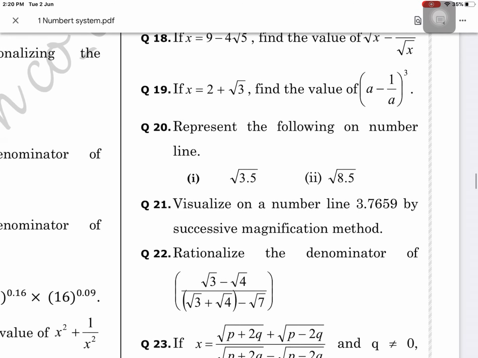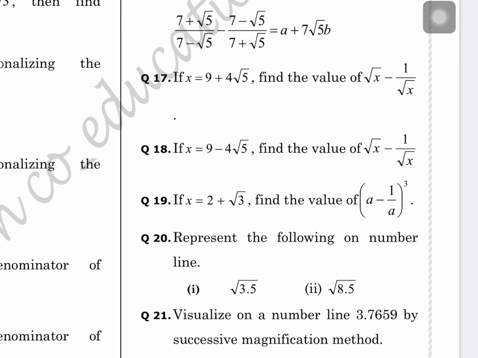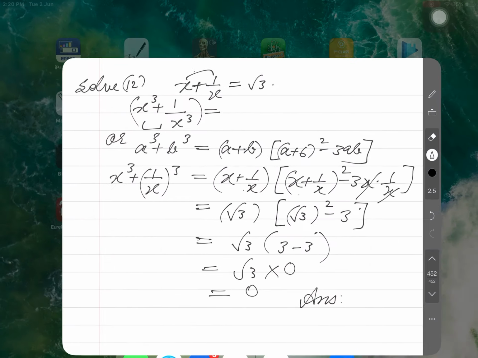So I am telling question number 17. Questions 17 and 18 have the same format. x is 9 plus 4 root 5.